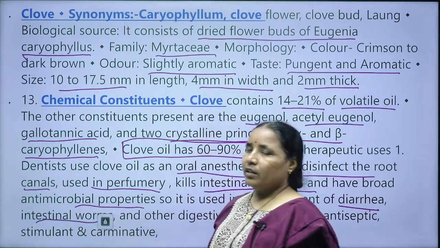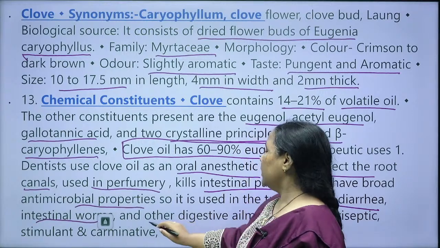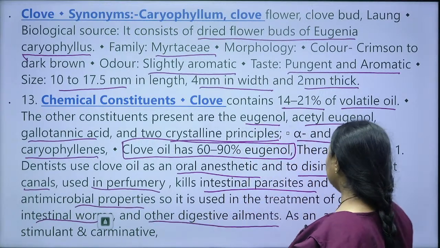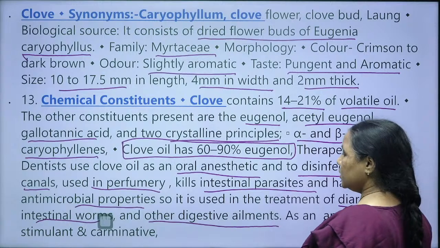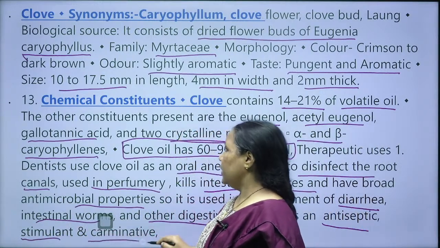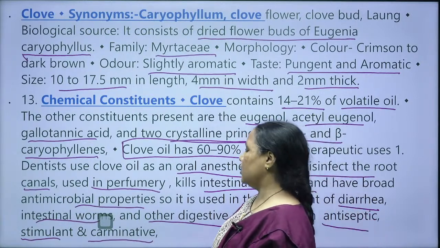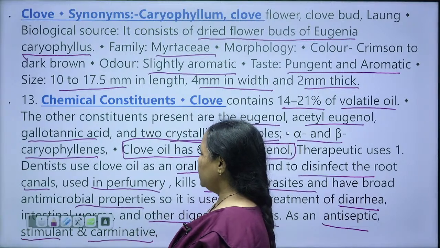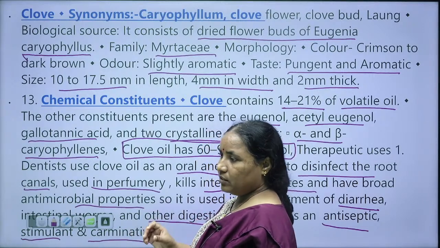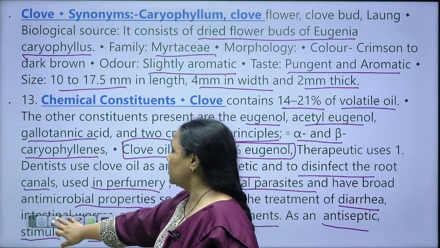It is used for intestinal worms, mainly caused due to platyhelminthes and nematohelminthes, and it can also be used in other digestive ailments. It is also used as an antiseptic, stimulant, and carminative. So, these are the major chemical constituents and uses of clove, which is one of the major drugs or substances present in our kitchen, one of the ingredients in the kitchen.